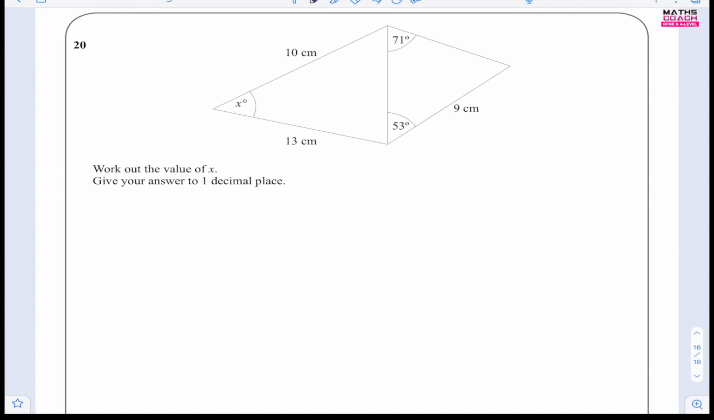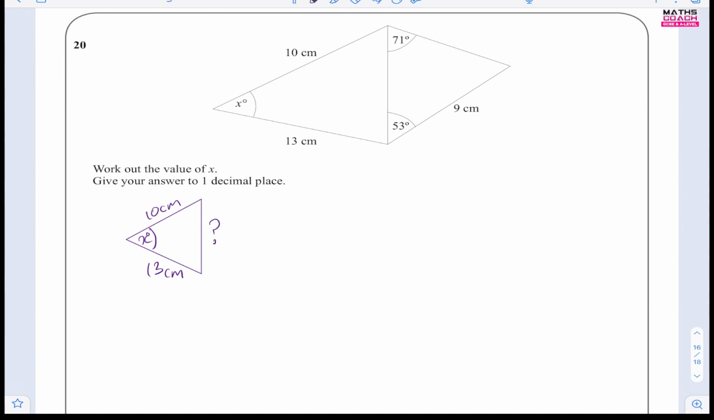Question 20. Work out the value of x in this diagram, giving your answer to one decimal place. So we want to find out what this value of x, this angle, is. We have two separate triangles to work with. Let's draw the triangle that we want to work on, which is the first triangle here with the angle x. So we have x here, we have 10 centimeters, 13 centimeters, and we want to find what this angle right there is. Now we can use the cosine rule to do this, but we need a third side right there, which we don't have. So we will need to find that.